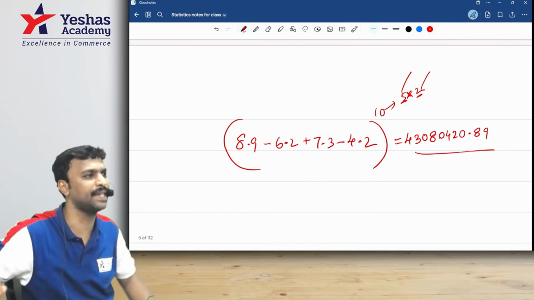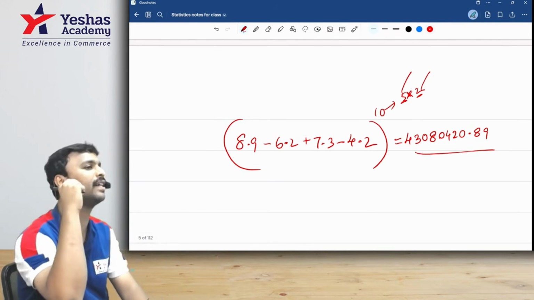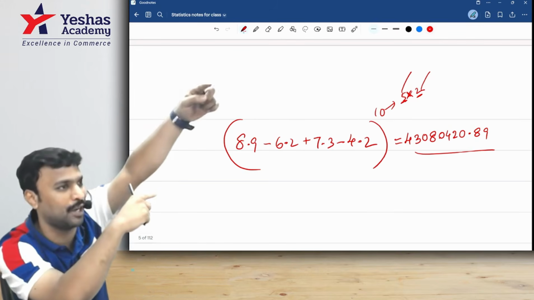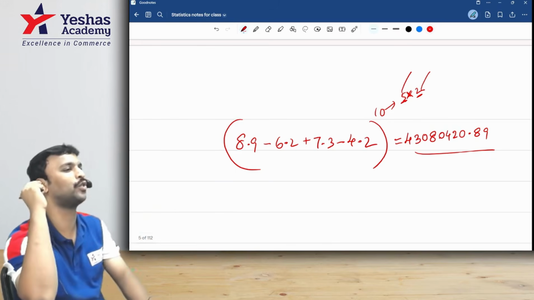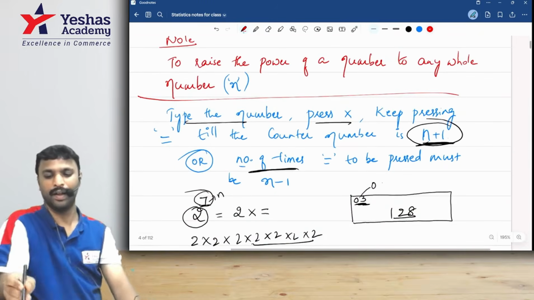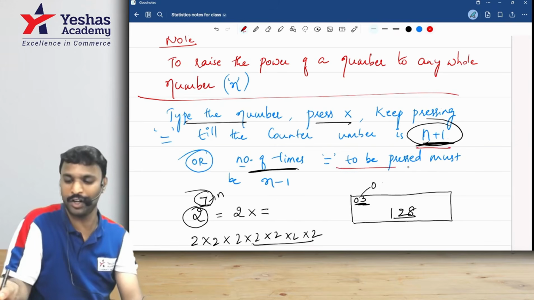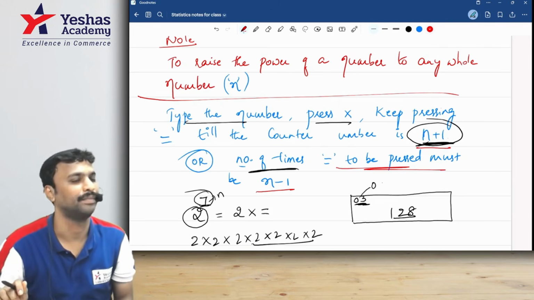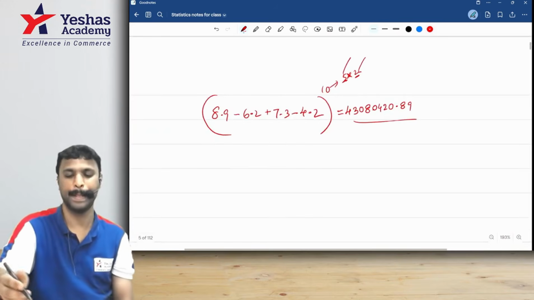Equal to should be pressed 1 less than the actual power. Counter number should be 1 more than the actual power. When you keep the counter reference 1 more than the actual power, you count the equal to button 1 less than the actual power. That's what I have written here. Counter number should be 1 more than n, but equal to should be 1 less than n. Clear? One more? Yes, sir.